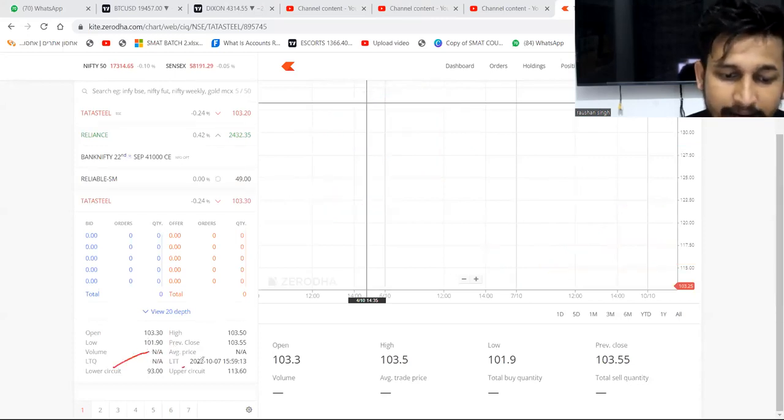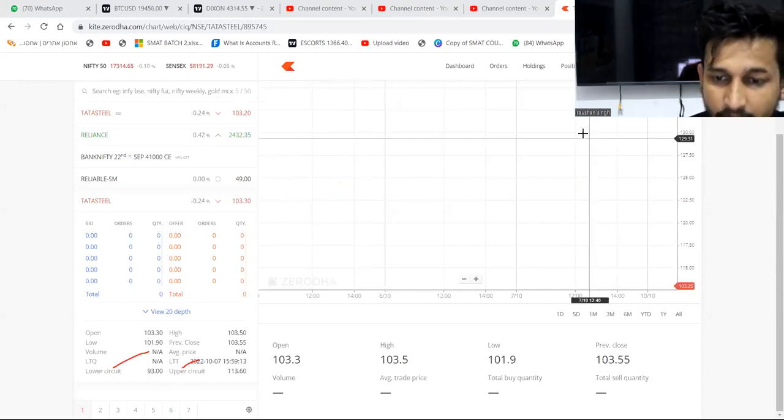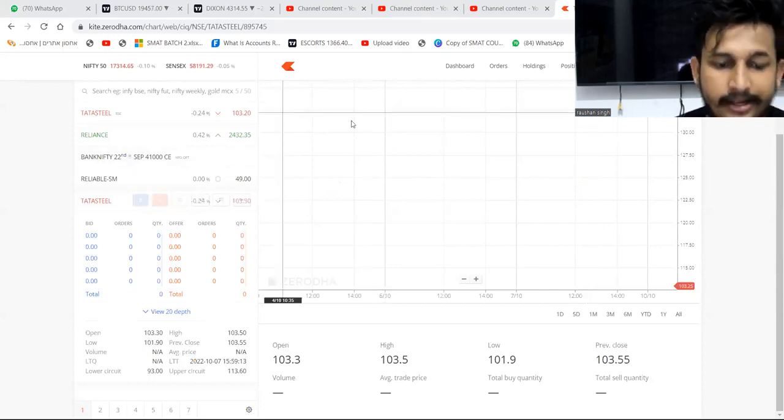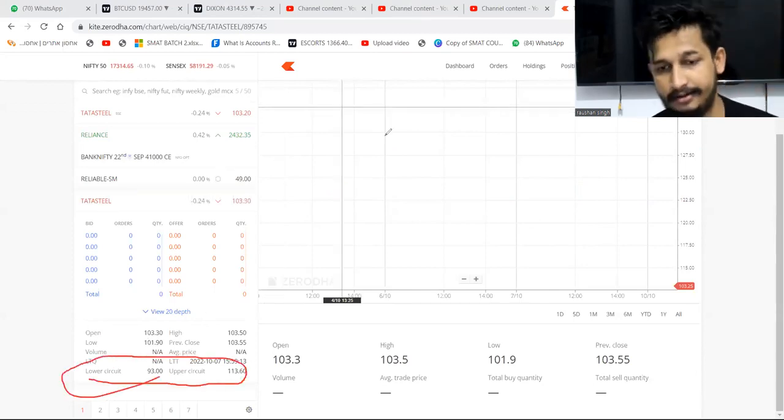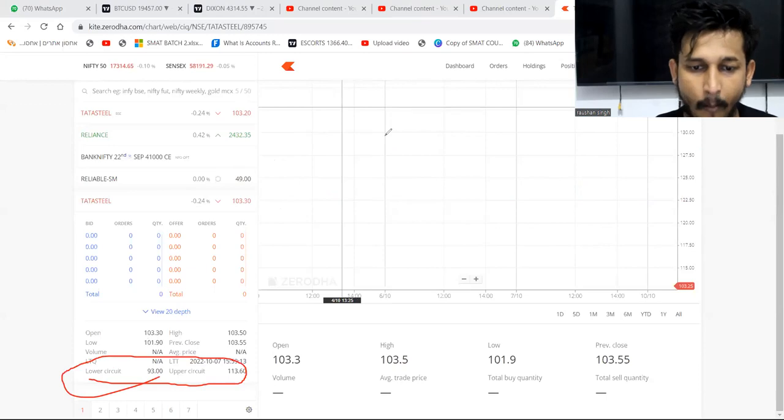Now LTQ and LTT, last traded quantity and last traded time, are not required anymore. Then the other thing is lower circuit and upper circuit. Let's understand this. What do we mean by lower circuit and upper circuit?